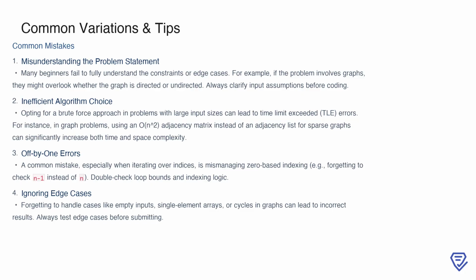Off-by-one errors are another trap to watch out for. These occur often when working with zero-based indexing, like forgetting to adjust loop bounds correctly. Finally, ignoring edge cases, such as empty inputs or cycles in graphs, can lead to incorrect results. Always take the time to identify and test these edge cases before submitting your solution.